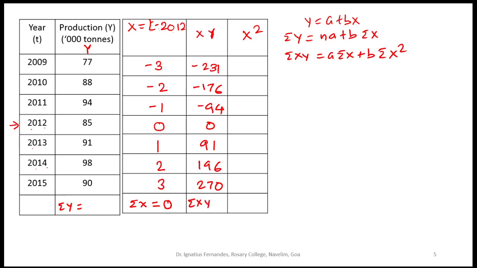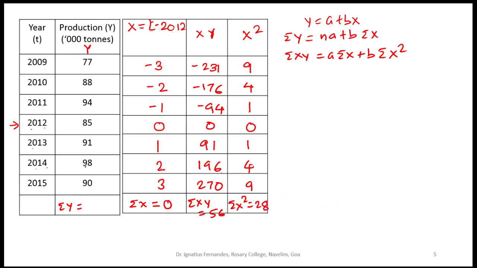So if I add minus 231, minus 176, minus 94, plus 0, plus 91, plus 196, plus 270, this will come to 56. The same way I find out x square. So I have to take the square of these x values. Minus 3 square is 9, minus 2 square is 4, minus 1 square is 1, 0 square is 0, 1 square 1, 2 square 4 and 3 square 9. Okay, so if I add all this, I'll get summation x square, that is equal to 28.